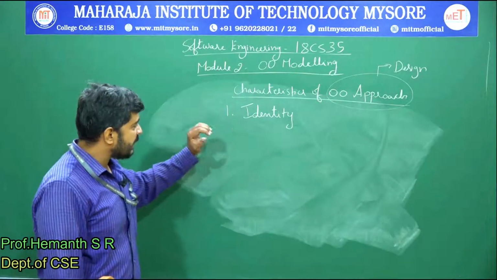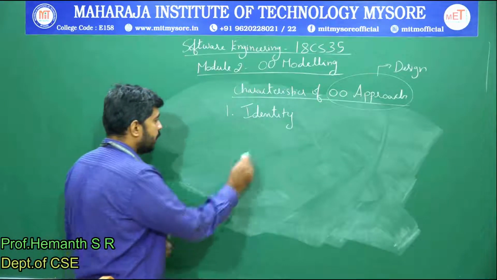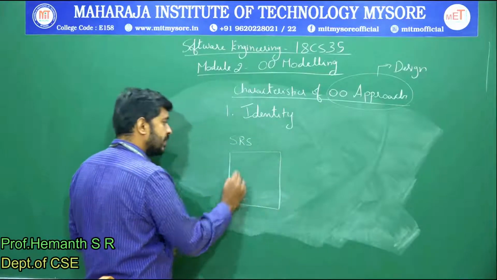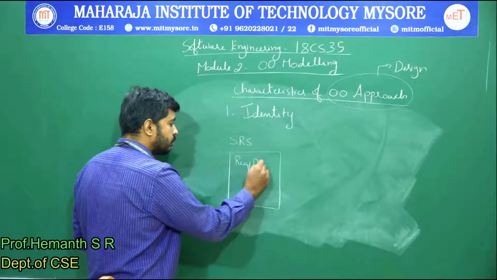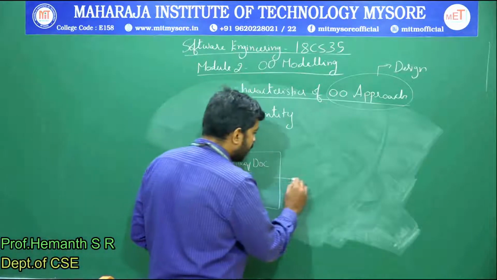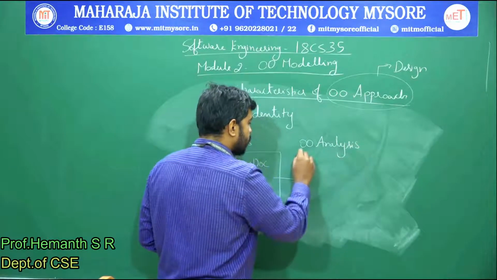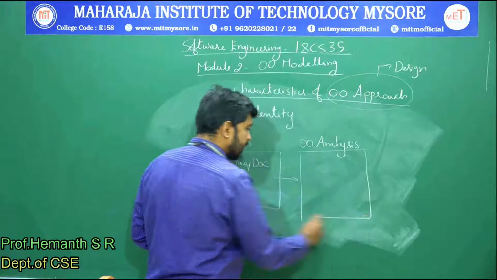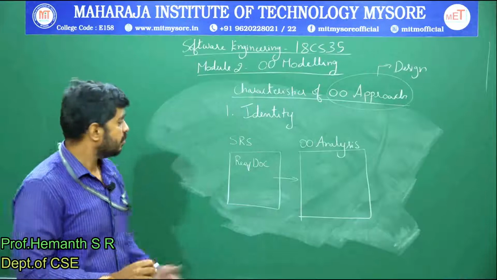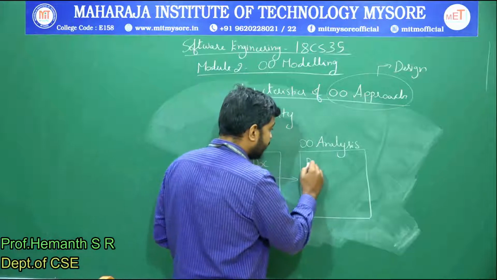Now once again, where exactly is it done, and how exactly is it done? As mentioned, we have the SRS. SRS is nothing but a requirement document. From this SRS, we do something called OO analysis. What is this OO analysis? OO analysis is identifying real world objects from the requirements document. We have the requirement document in the form of the SRS, so identify real world objects.